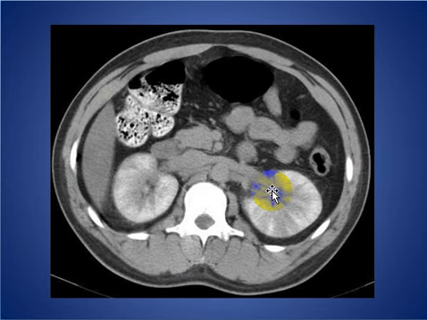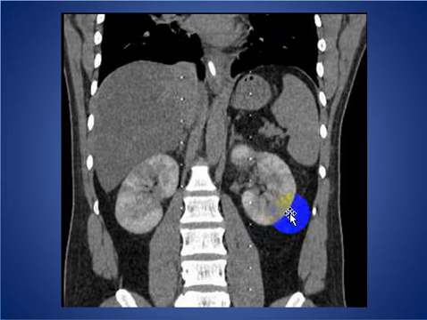Here another patient with striated nephrogram involving both kidneys in a patient with acute pyelonephritis demonstrated in the nephrographic phase. The same patient in the coronal cuts with striated nephrogram.